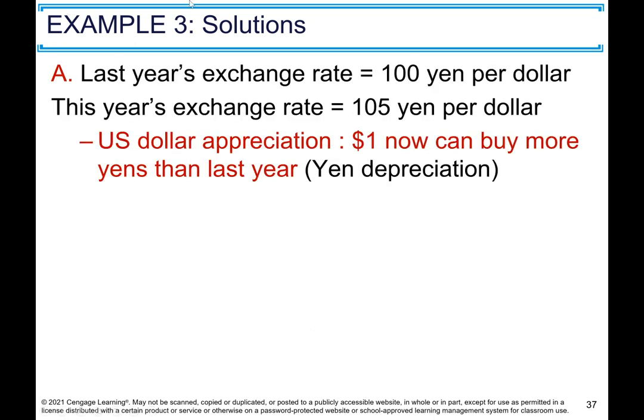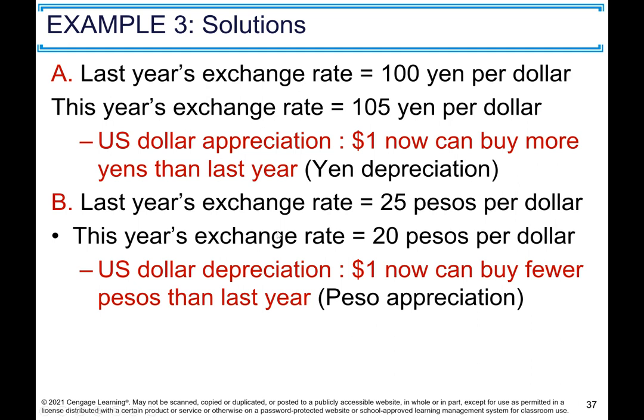A. Last year's exchange rate was equal to 100 yen per dollar. This year's exchange rate is equal to 105 yen per dollar. US dollar appreciation, that is, $1 can now buy more yen than last year. The yen has depreciated. B. Last year's exchange rate was equal to 25 pesos per dollar. This year's exchange rate was 20 pesos per dollar. US dollar depreciation, that is, $1 can now buy fewer pesos than last year. The peso has appreciated.